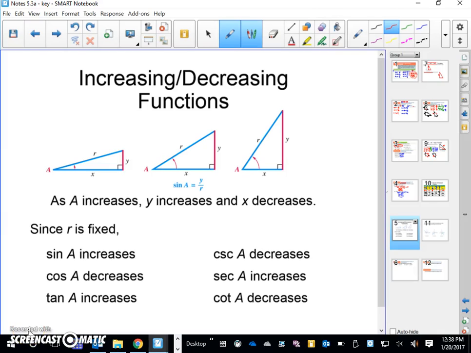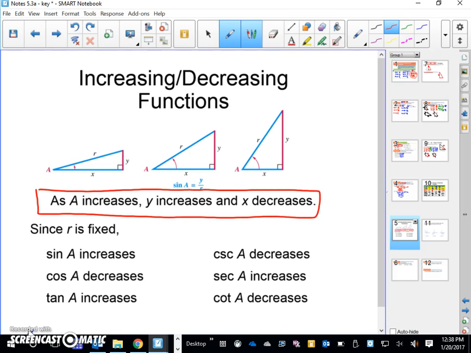Increasing and decreasing functions. We start off with this saying: as angle A increases, Y increases, and X decreases. They tried to draw you a picture of it, but it's a little hard to see without animation. But let's start off with this. This is picture 1, and I'm looking at an angle here. This is angle A, and you can see there's a Y value and an X value.